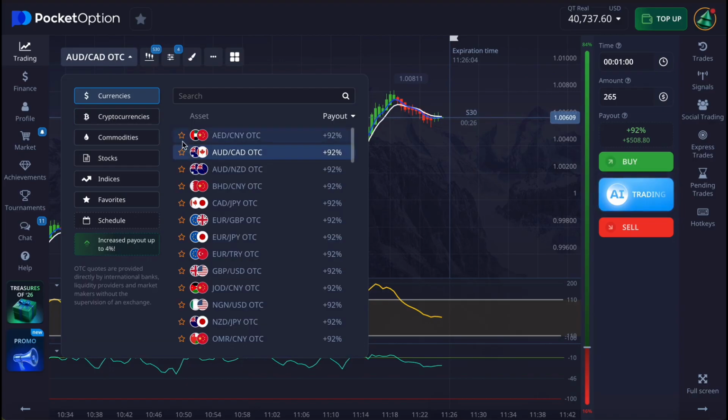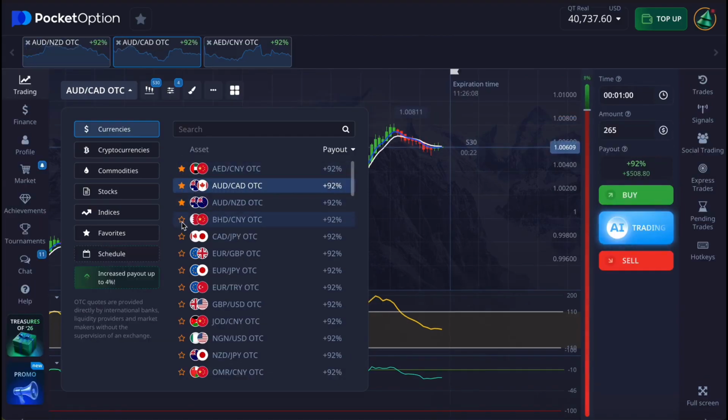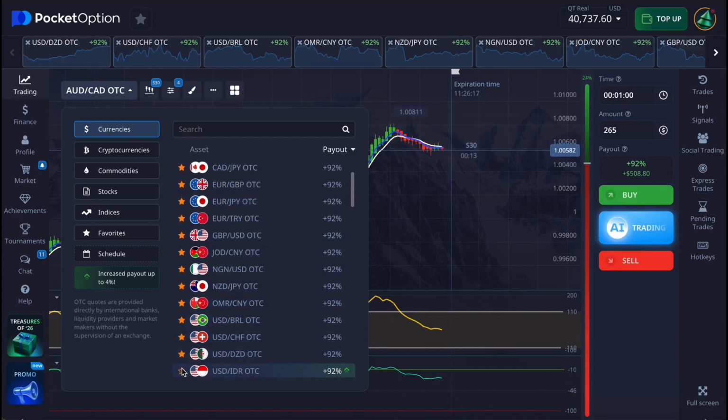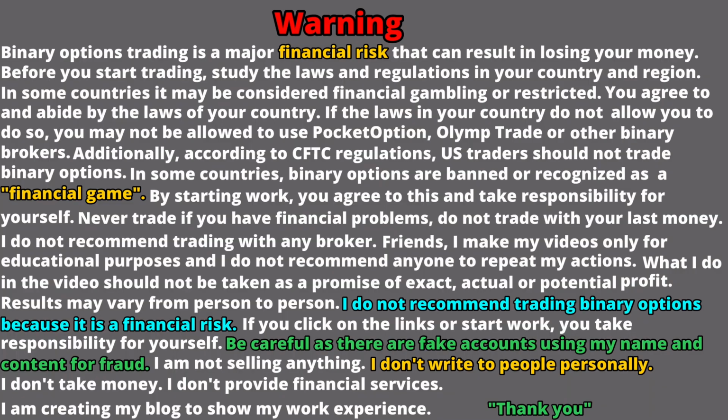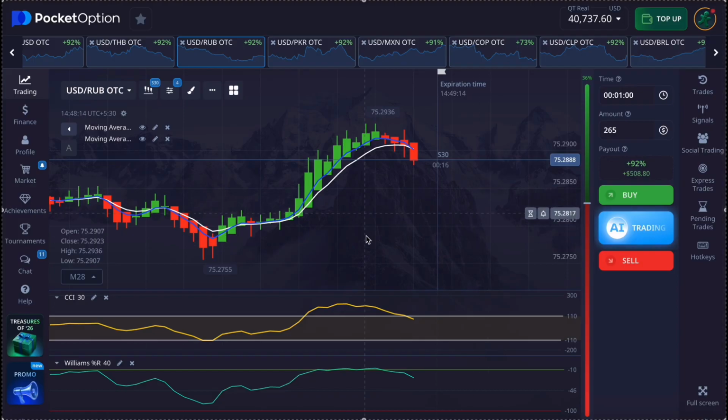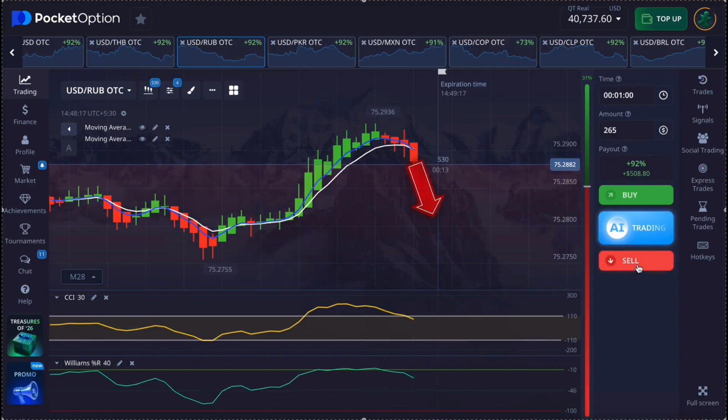Now I will add some currency pairs, so that it becomes easier for me to find the good and simple chart. So after searching for a while I found a very nice chart here, and it is starting to drift towards a downtrend.